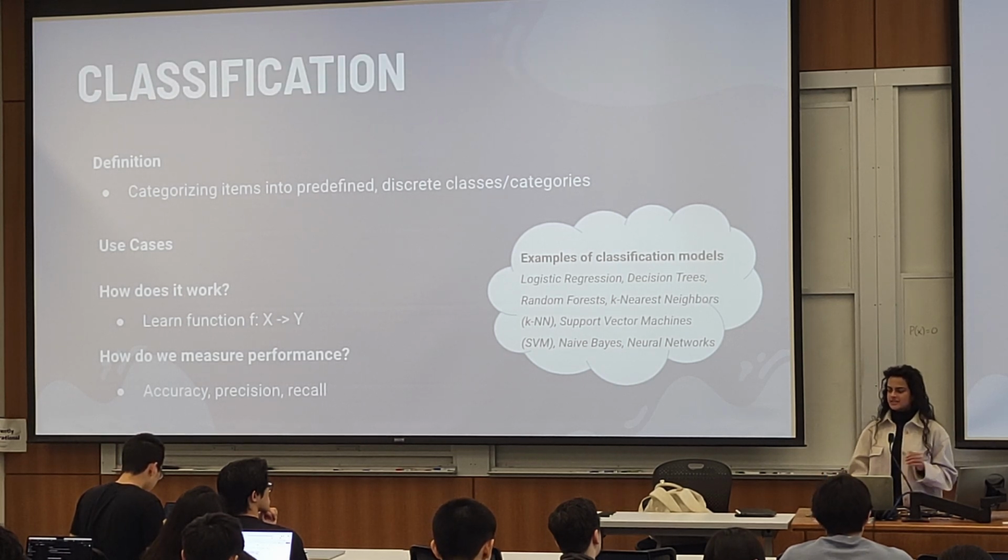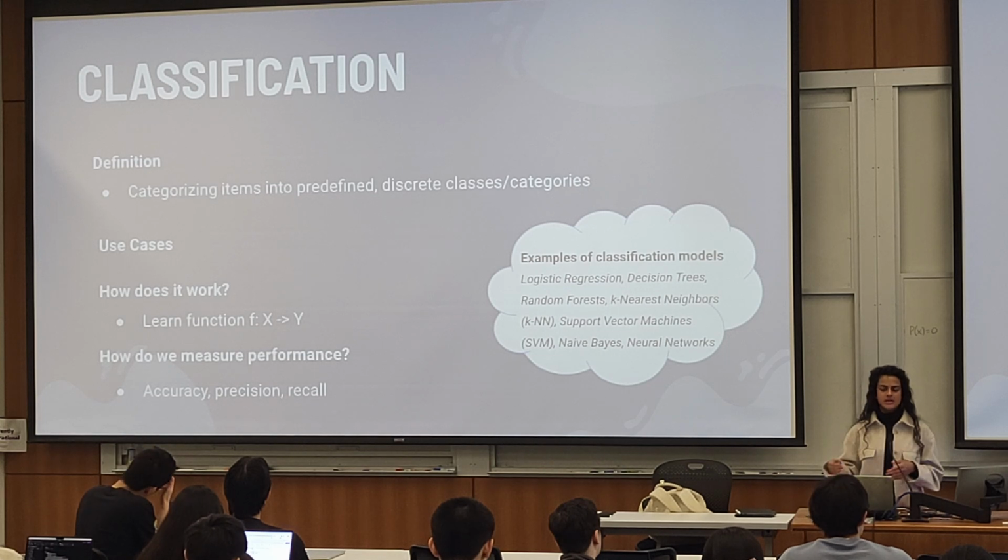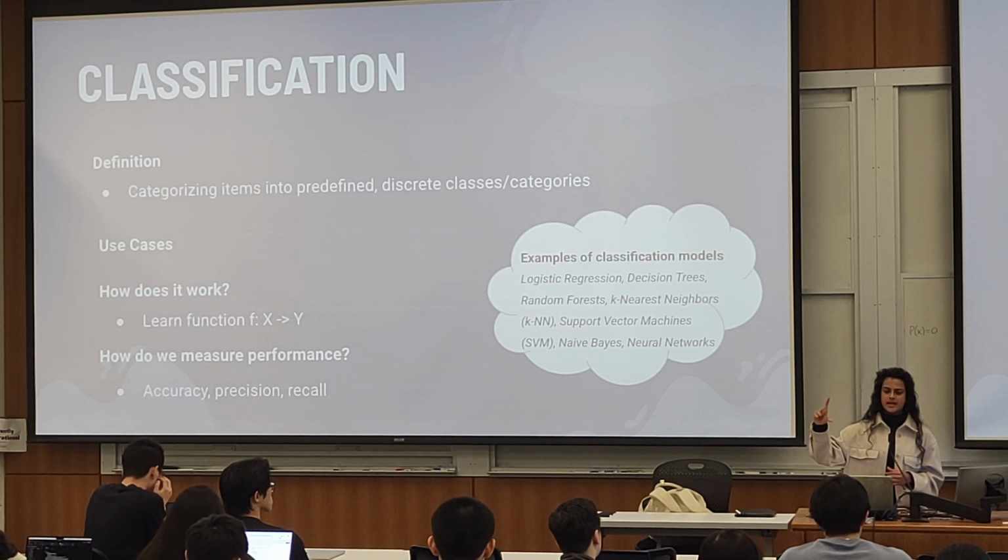But now let's move on to classification. This is the other type of supervised learning, and basically the definition is you are categorizing items into classes. For example, if I told you, hey, predict if this picture is a cat or a dog, those would be your two categories. You're telling it to predict which of these two classes it's in.